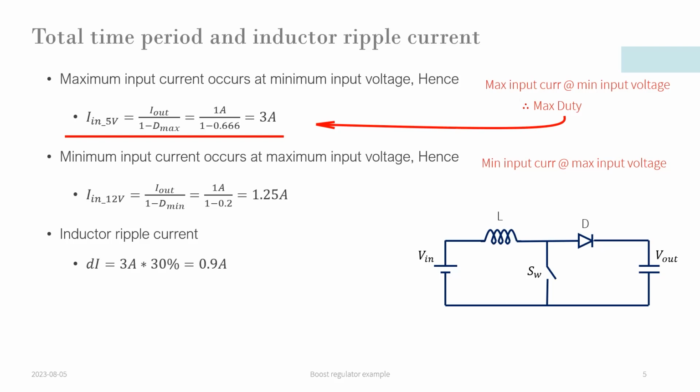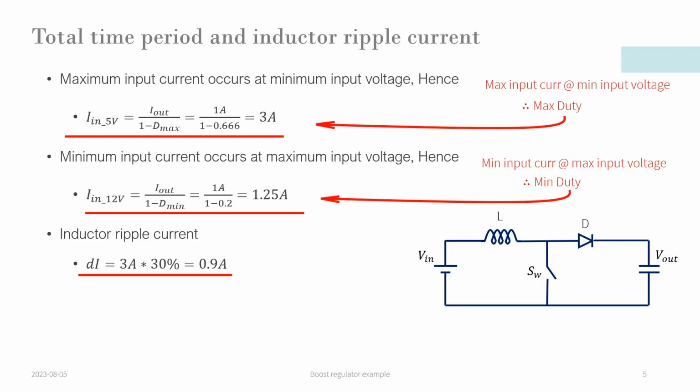Minimum input current occurs at maximum input voltage. Let us now substitute minimum duty cycle. This occurs at maximum input voltage. That is given as 1 amp divided by 1 minus 0.2. That gives us 1.25 amps. The inductor ripple current can be calculated as 3 amps into 30%, that is equal to 0.9 amps.